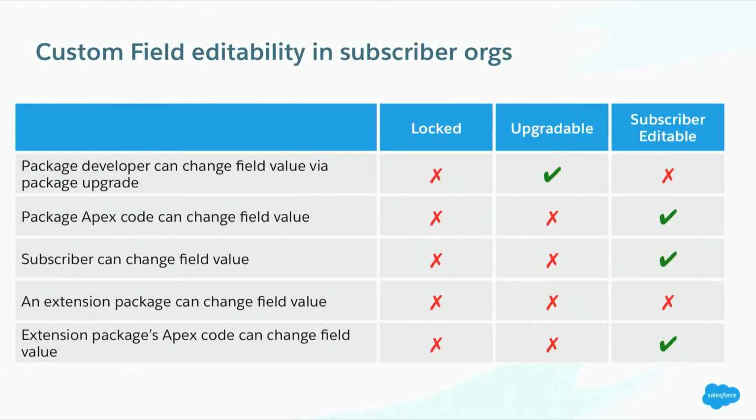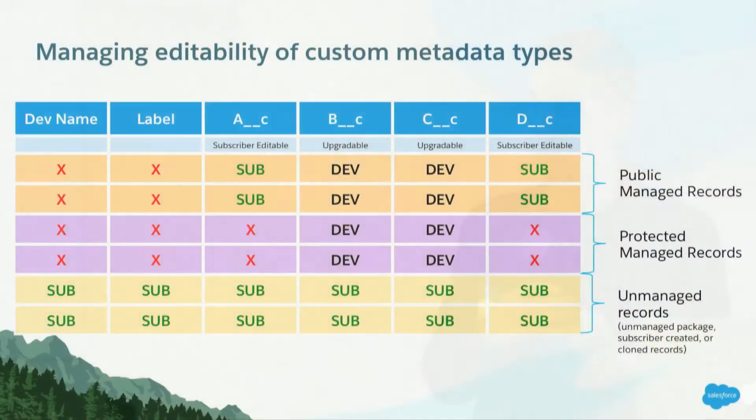Let's talk about field editability. As I said, custom metadata types provide a way more complex approach to how you control who and what can be editable. You have 3 options. You can make a field locked, meaning once the package is installed, no one can change the value in that field. You can make it upgradable, meaning you can only change it through a package upgrade. Or you may leave it subscriber editable, meaning your subscriber can modify that value and your upgrade package would not override it.